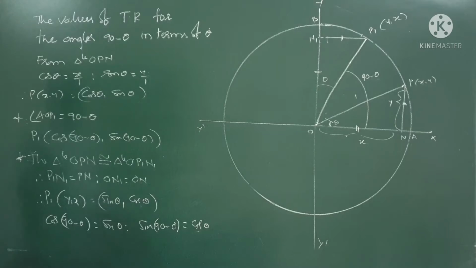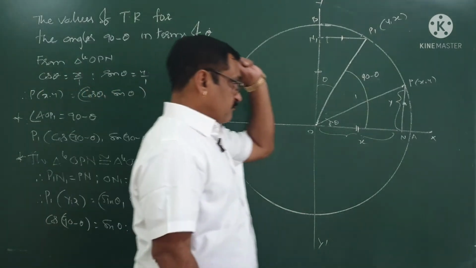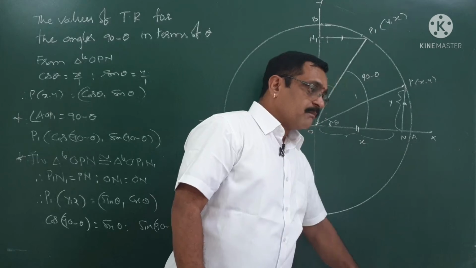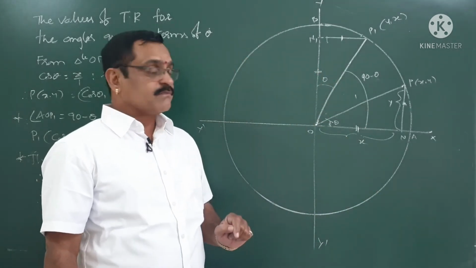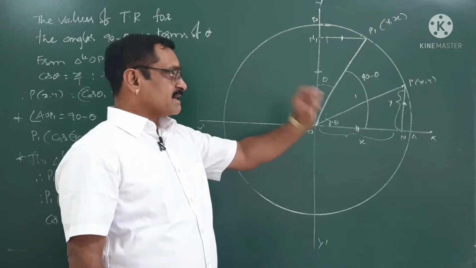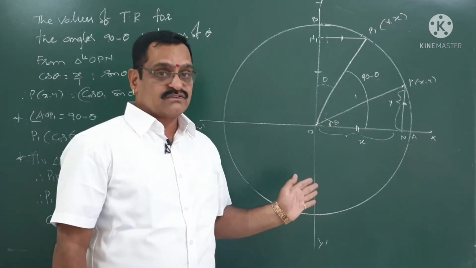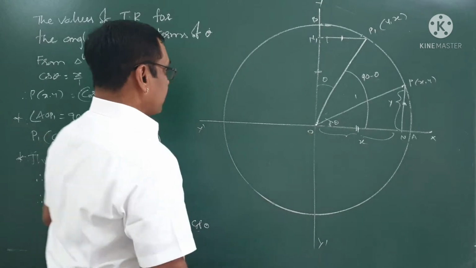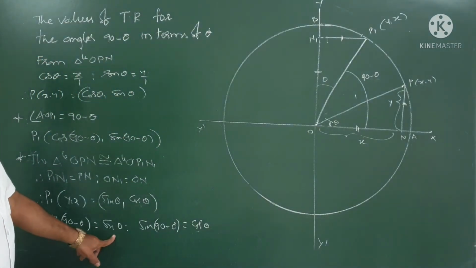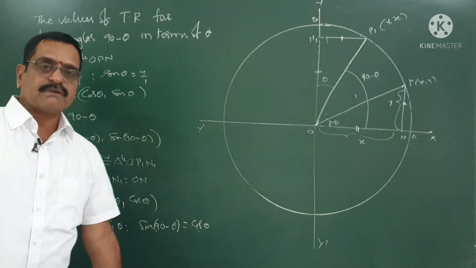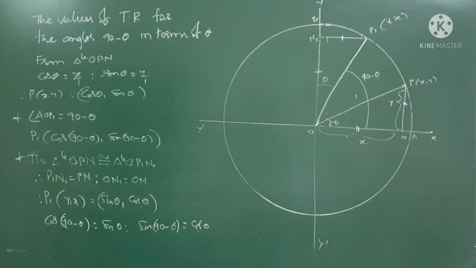So, if OA makes an angle of 90 minus theta with the x-axis, and its coordinates x comma y will become y comma x. So based on this relation, I have cos of 90 minus theta is equal to sin theta, and sin of 90 minus theta will become cos theta. Please take it.